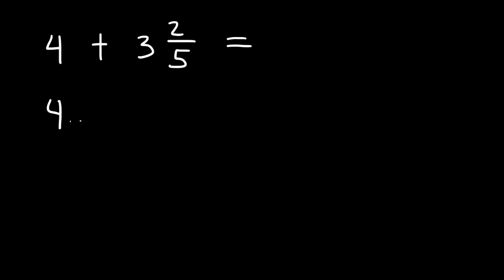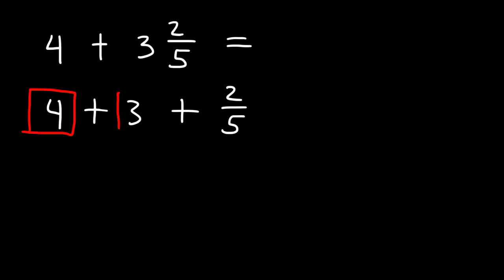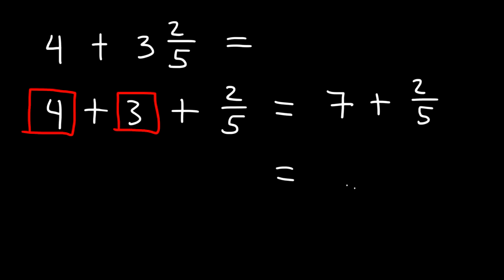This is the same as 4 plus 3 plus 2/5. So what you need to do is add the whole numbers first. 4 plus 3 is 7. So right now, we have 7 plus 2/5. 7 plus 2/5 is the same as 7 and 2/5. So this is the answer to this problem.